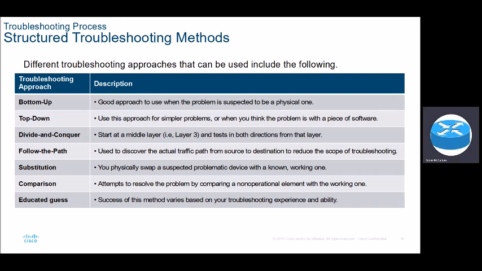Follow the path: used to discover the actual traffic path from source to destination to reduce the scope of troubleshooting. Substitution: you physically swap a suspected problematic device with a known working one. Comparison: attempts to resolve the problem by comparing a non-operational element with a working one. And educated guess: the success of this method varies with your troubleshooting experience and ability. So experience comes in a lot with educated guesses. The more experience you've got, the better you guess.